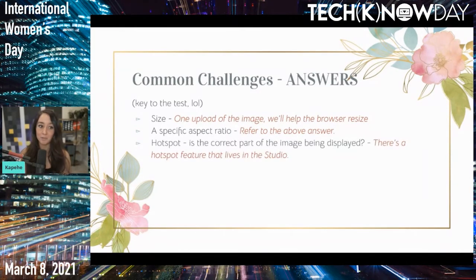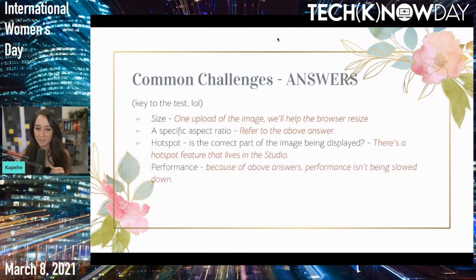Hotspot. There is a built-in hotspot feature in the studio where you tell what point of the image you want always displayed, and the Sanity Studio will always protect that spot, and I'll show you in a minute. It'll make sure that it's always front and center, and no need to write fancy CSS to move the image within a div. It's all taken care of. And then performance. Because of everything that's going on, our performance isn't having to be slowed down. We only had to upload one image, and that's it.